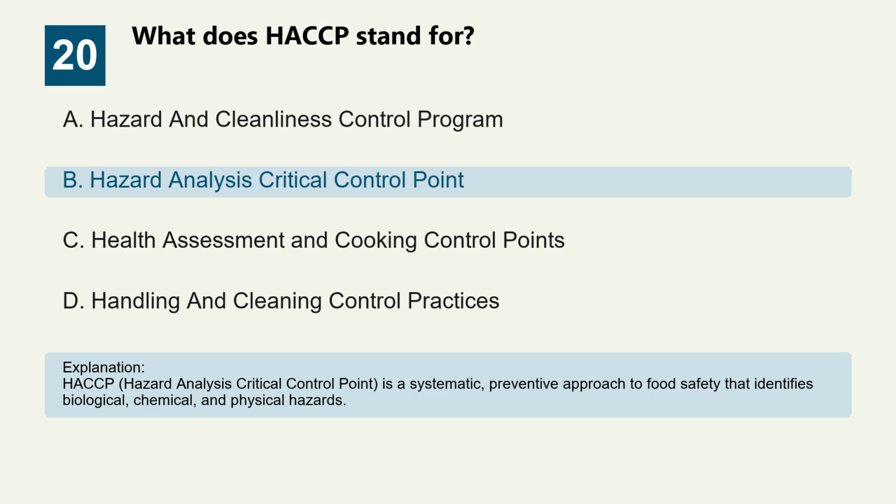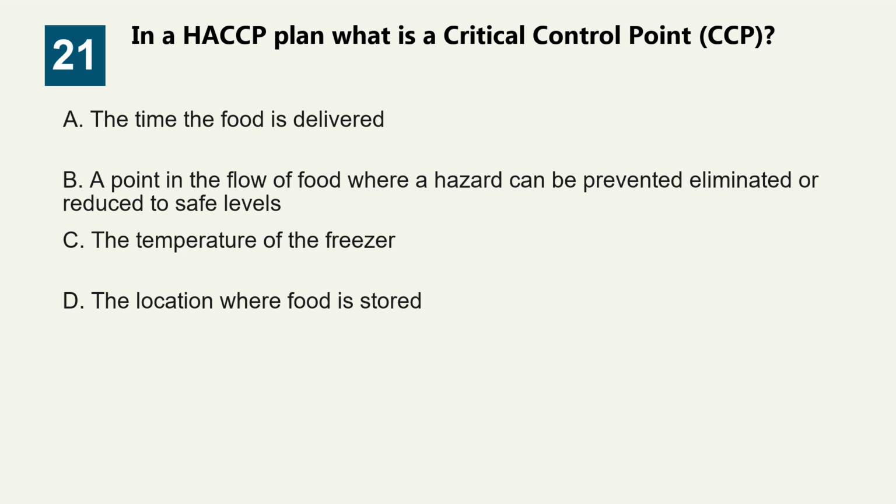HACCP, Hazard Analysis Critical Control Point, is a systematic, preventive approach to food safety that identifies biological, chemical, and physical hazards. Question 21. In a HACCP plan, what is a critical control point, CCP? Option A. The time the food is delivered. Option B. A point in the flow of food where a hazard can be prevented, eliminated, or reduced to safe levels. Option C. The temperature of the freezer. Option D. The location where food is stored.